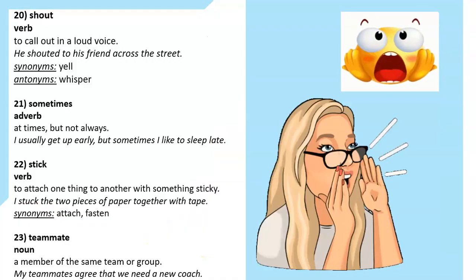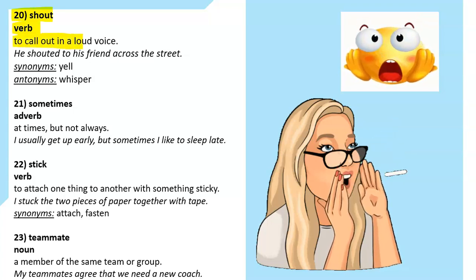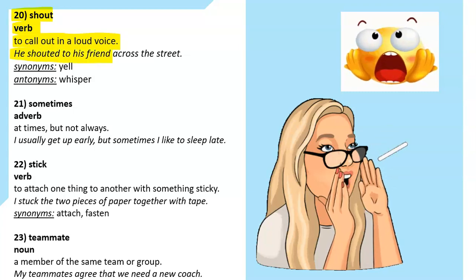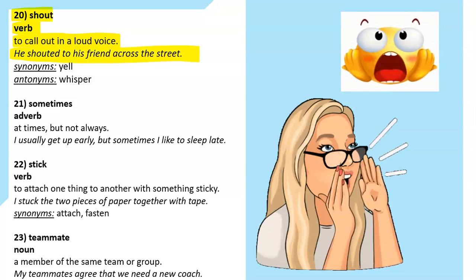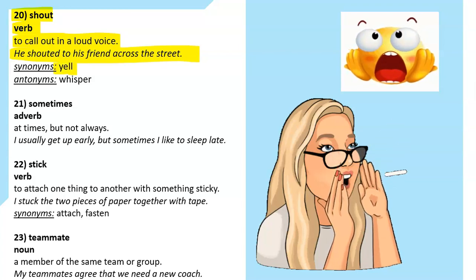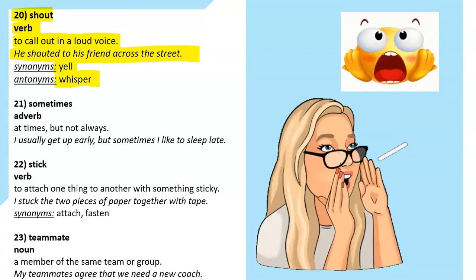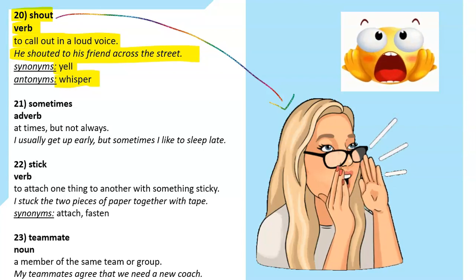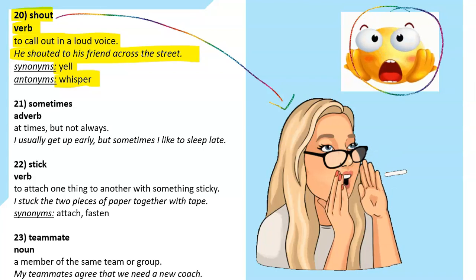Our next word is shout. Shout is a verb and it means to call out in a loud voice. For example, he shouted to his friend across the street. Of course, shout also means yell or even scream, and the opposite is to whisper. When do you have to shout? When you call for your mom, do you shout? Or if you see something scary, do you shout?